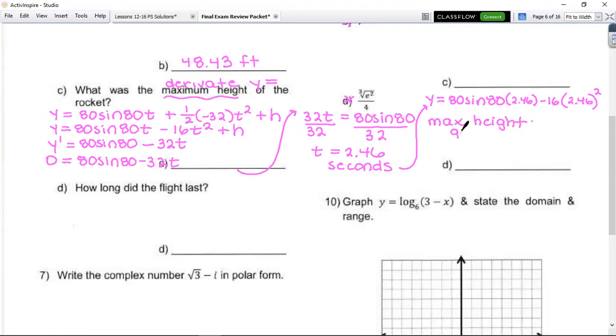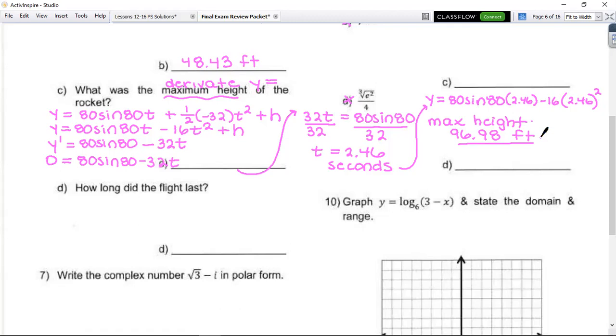So 96.98, is that feet again? Yes. All right, so that is your answer. Okay, how's letter C? Again, it's been a while since you did that.